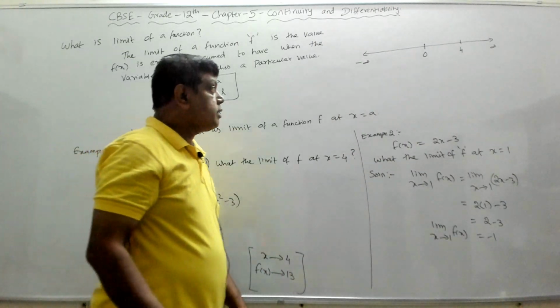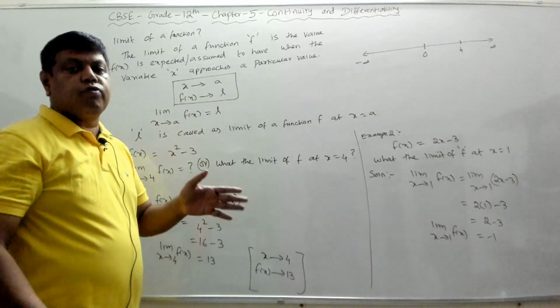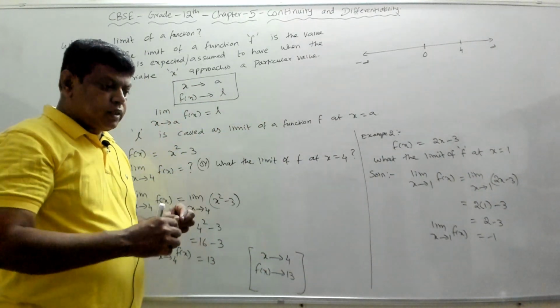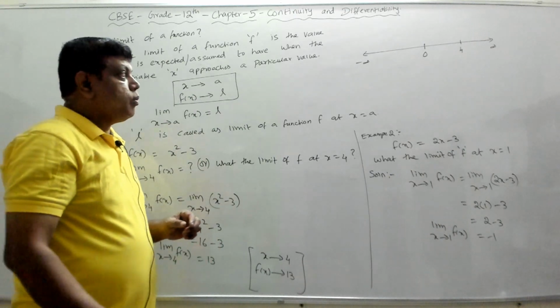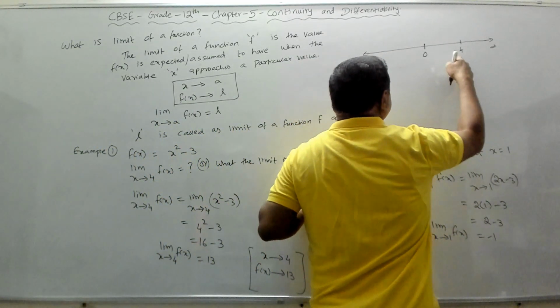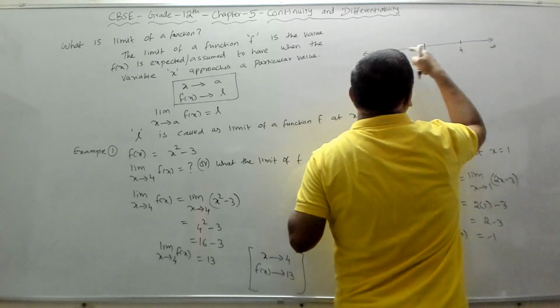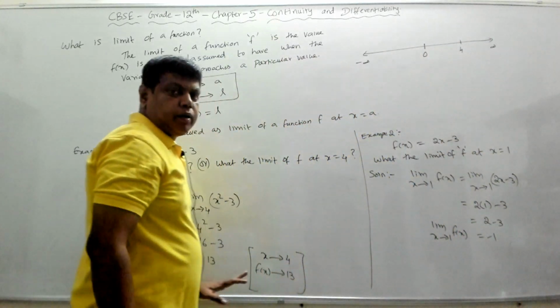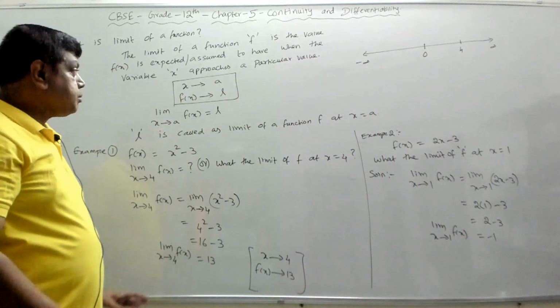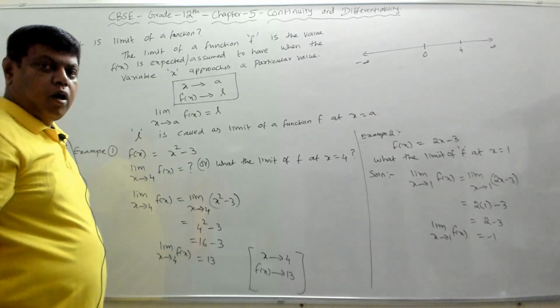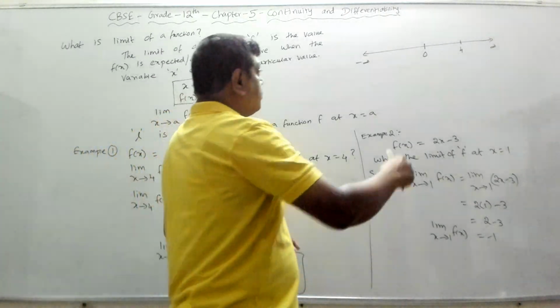Right? So the values of x are approaching 4, which means x is slowly becoming 4. When x is approaching 4, these are the values x can take, because these are real numbers. x is all real numbers, because f is a real function, which means f is a function from R to R, or a subset of R to a subset of R. So these are your x values.